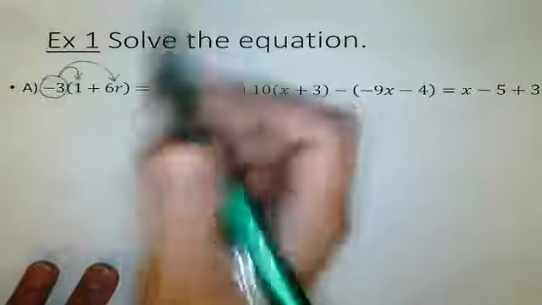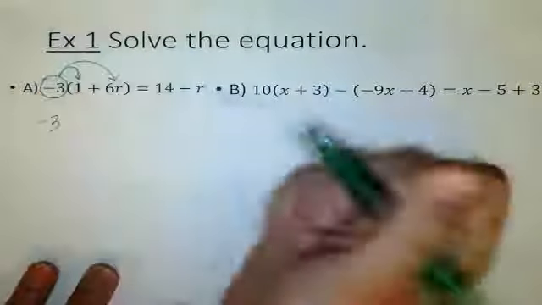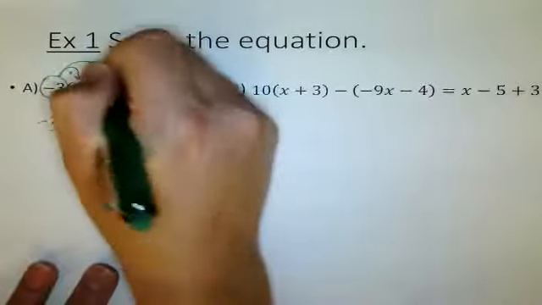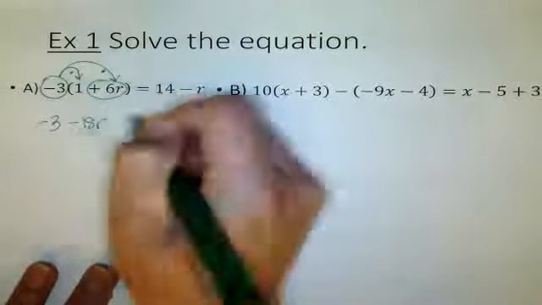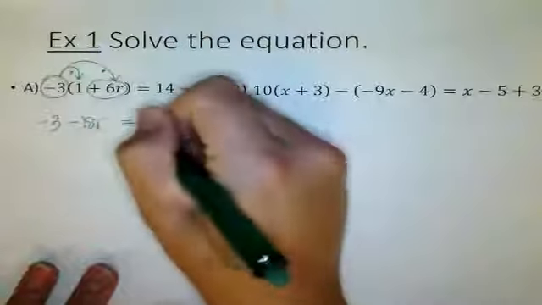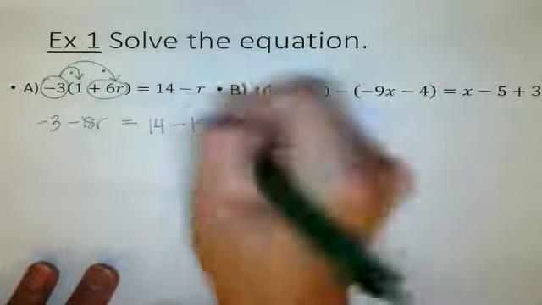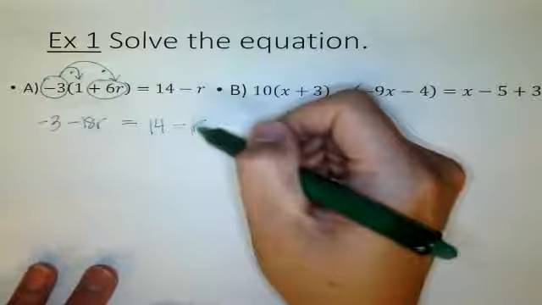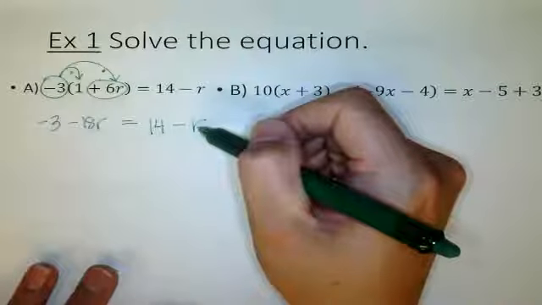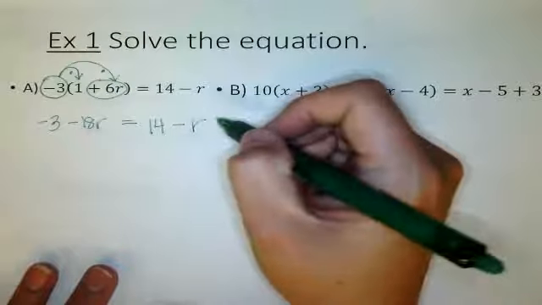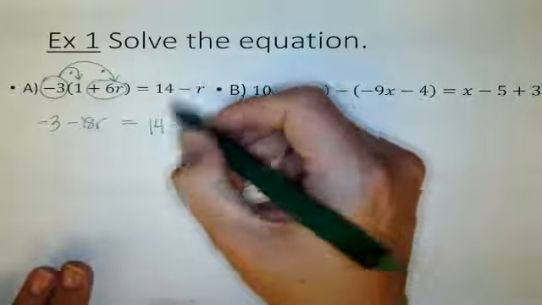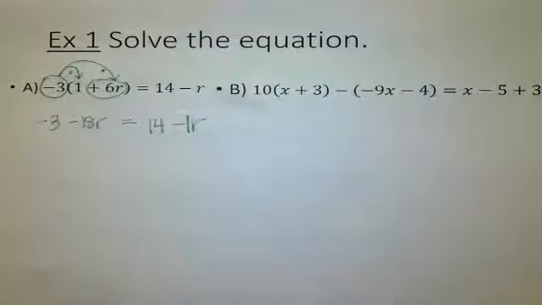All right. -3 times 1 is -3. -3 times positive 6r is -18r. Don't leave off your variables. Equals 14 minus r. And I like to ask this question. What number is in front of r here? 1? It is a -1. Always including the sign. If there isn't a number like a 2 or a 3 or 4, then it's a 1.